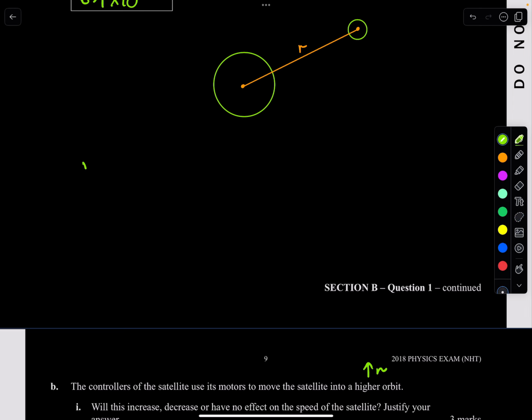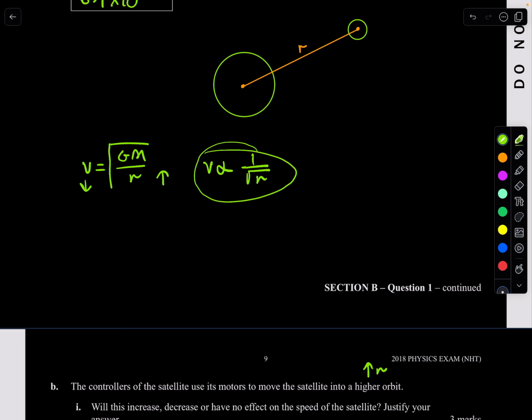We know that to calculate the velocity, of course, the velocity is the square root of GM over r. We can see that there is this inverse proportionality. So, for example, if you increase your r value, so you increase your orbital radius, it will decrease your velocity from the formula. So we know that velocity is actually inversely proportional to the square root of r. That's the actual thing that we can pull out from it.